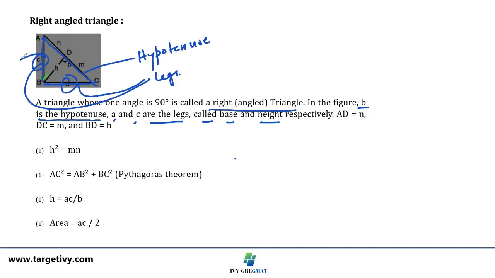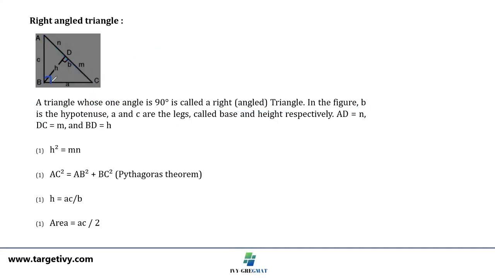Or let me clear it up. It looks a bit hodgepodge. This is the right angle. This is the hypotenuse. This is the base. And this is the height. This is hypo. That makes it clear. But we're going to play around with this because here something else has happened.